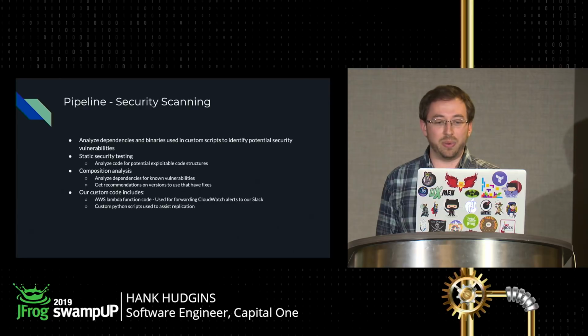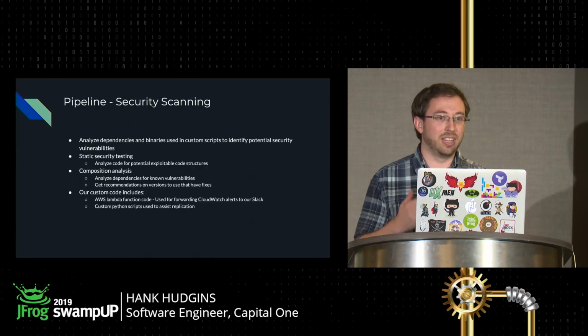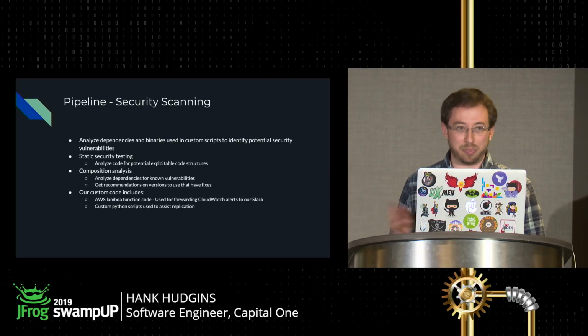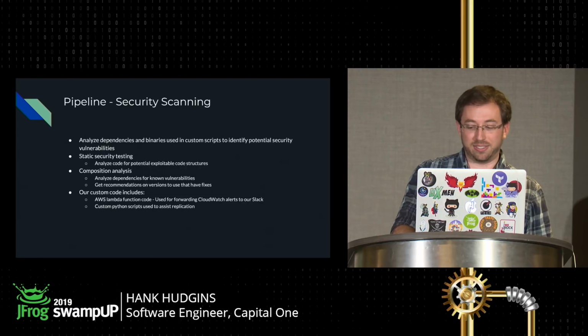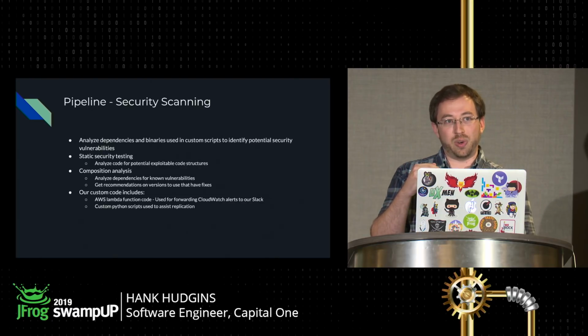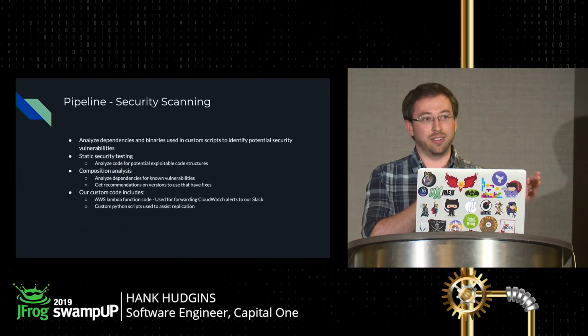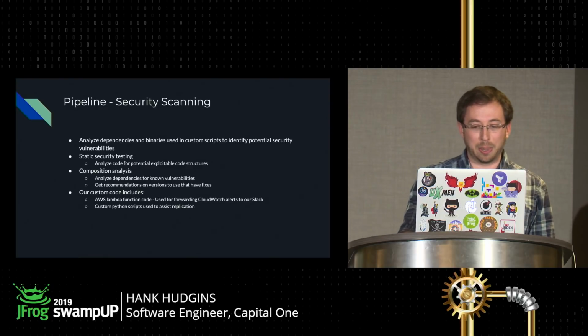And so some of the custom code that we send off to be security scanned: we have an AWS Lambda function that basically forwards our CloudWatch alerts to our Slack, because that's usually where we hang out on a day-to-day basis, so it's really easy to see those come in. And then we also have some custom Python scripts to assist in the replication between our two Artifactory clusters. We ran into some issues where we had some large repositories that weren't quite getting the cron replication, the native replication, to work, so we had to assist that with some of our own custom scripts.